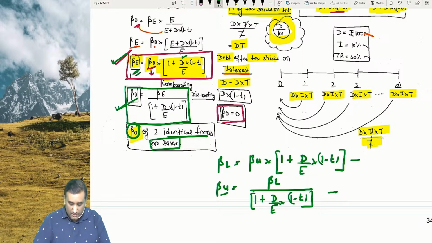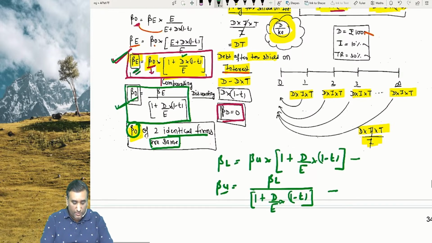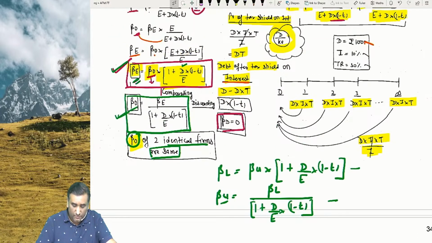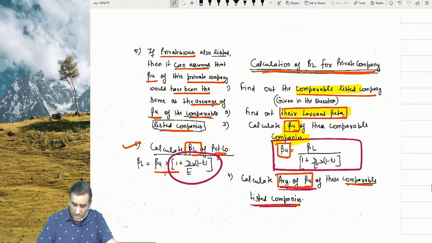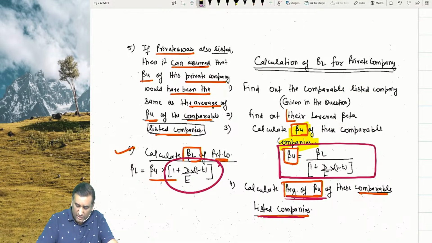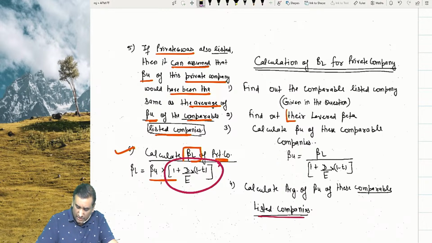Now, how would the questions be framed? One of the popular questions in the exam could be when you're doing a valuation of a private company. Some data points will be given in such a way that you'll have to adjust accordingly. One way of doing it: how do you calculate beta levered of a private company, because levered beta depends on the leverage of the listed companies? Let me go to the next slide.